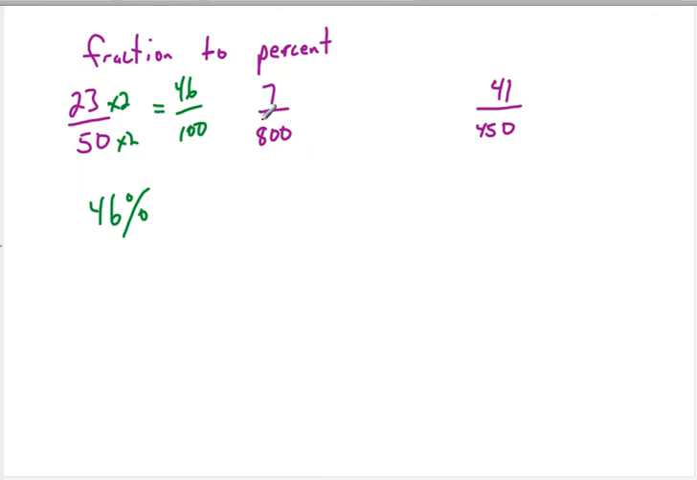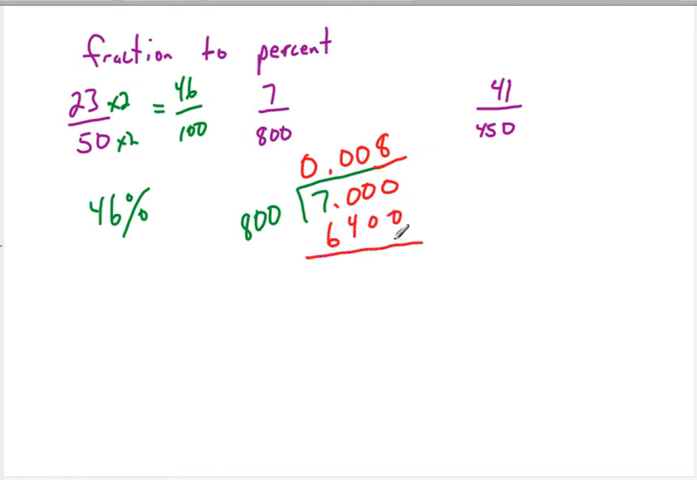As we move over to the next one, 7 over 800. To get 800 into 100, we have to divide by 8, which 7 is not divisible by. So when we can't easily turn the denominator into 100, we just do long division. So 7 divided by 800. Remember, our decimal needs to go right up into the answer. I know I'm going to need some extra zeros here, so I'll just put them in. 800 does not go into 7. It does not go into 70 or 700, but it goes into 7,000, I think, 8 times.